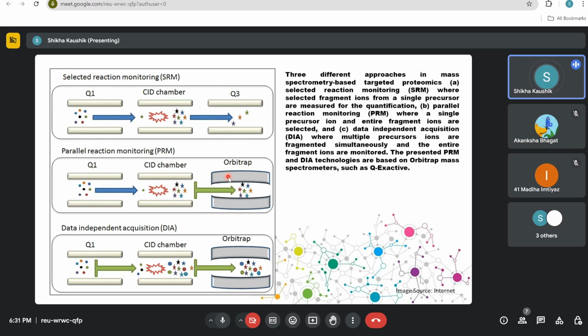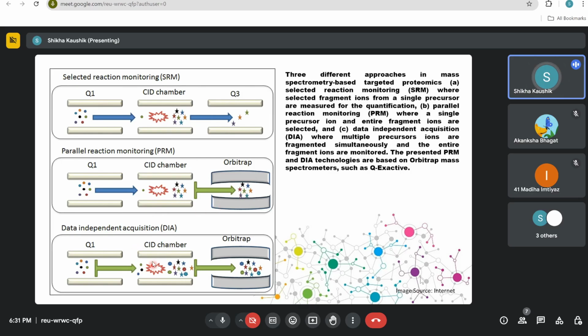So this is a very small difference between selected reaction monitoring and parallel reaction monitoring. In selected, you are not just selecting the ion, but you are also selecting its daughter ions, its fragments. But in parallel reaction, you are selecting a particular ion, but you are studying all the fragments that it's going to make in the second chamber. You're studying all of them.